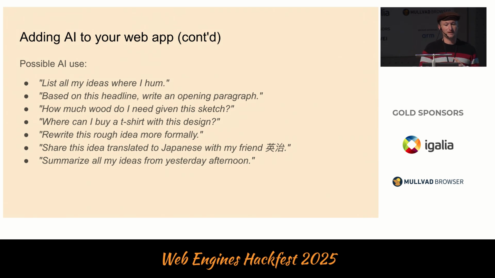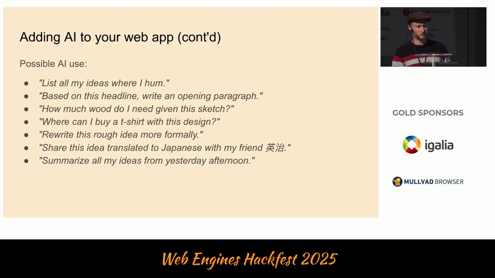And possible AI use cases. Now imagining this application that I sketched before, you could ask the thing to return all of your ideas where you hum, because this is a way to just quickly get back your composing ideas. You could tell the application, hey, based on this headline, write an opening paragraph. So just some sort of writing task. You could ask an AI, how much wood do I need given this sketch? So remember the furniture use case. Or you could say, where can I buy a t-shirt with this design?